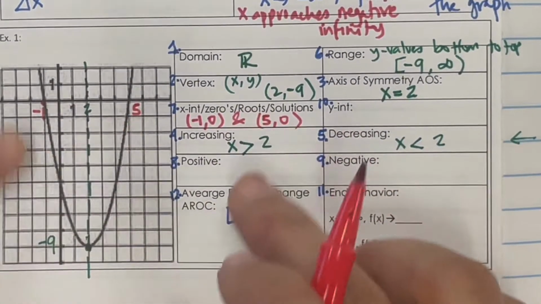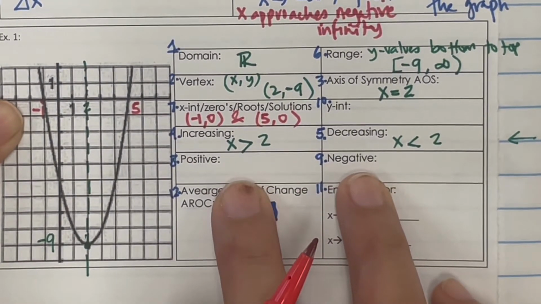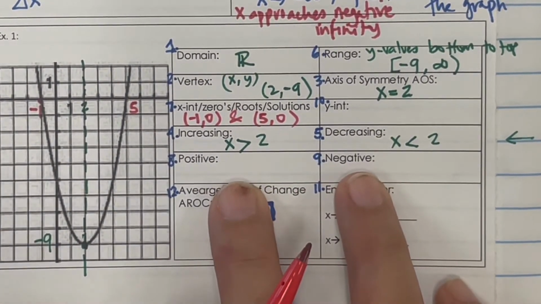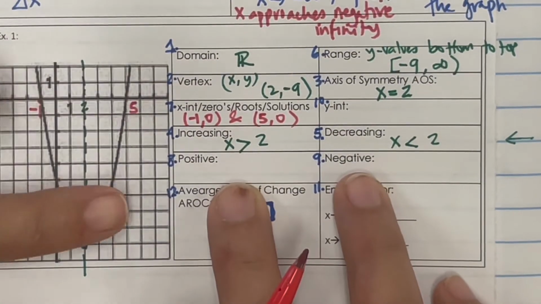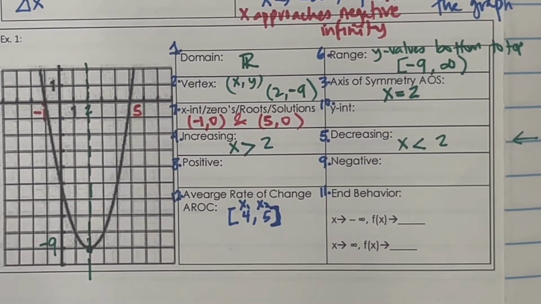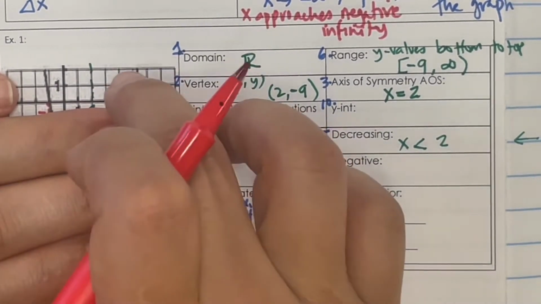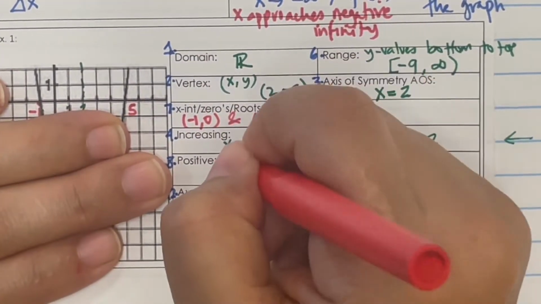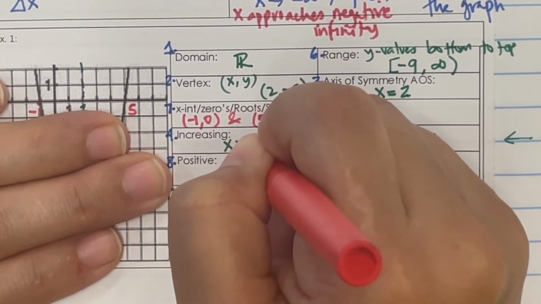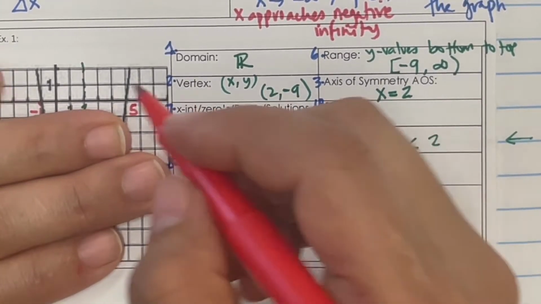Once you find where it crosses the x-axis, you can then find where it's positive and negative. So positive and negative, remember, is above the x-axis and below the x-axis. So let's take a look at above the x-axis first. So let's look at positive. So I'm going to block this out. You can see those are separate, right? So that means I'm going to have two answers. So these are separate answers.